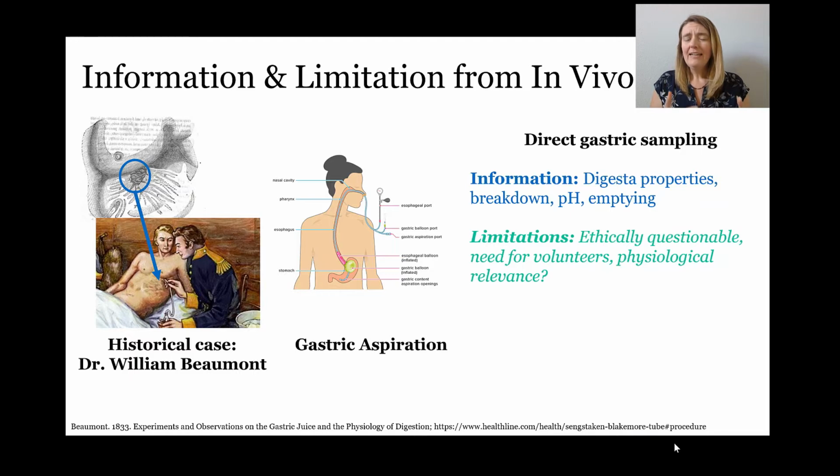However, although you can get some digestive properties, understand some of these complex interactions, these types of methods are ethically questionable, and even if you can find volunteers, the physiological relevance is somewhat questionable as well, because if you have an ileostomy, or if you have a tube into your stomach with a bulb there taking samples out, it may not really be representative of the physiological process.